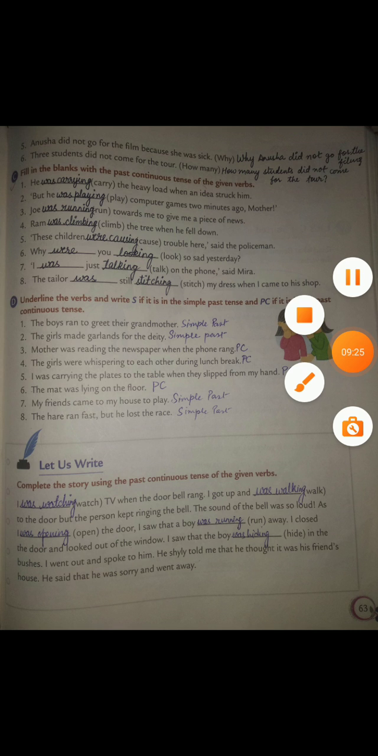In exercise C, we have to change these sentences into past continuous tense, and as you know, with past continuous tense we use was plus ing. So I'll tell you the first one. He dashed the heavy load when an idea struck him. So we have to use carry and we have to change the sentence in past continuous.